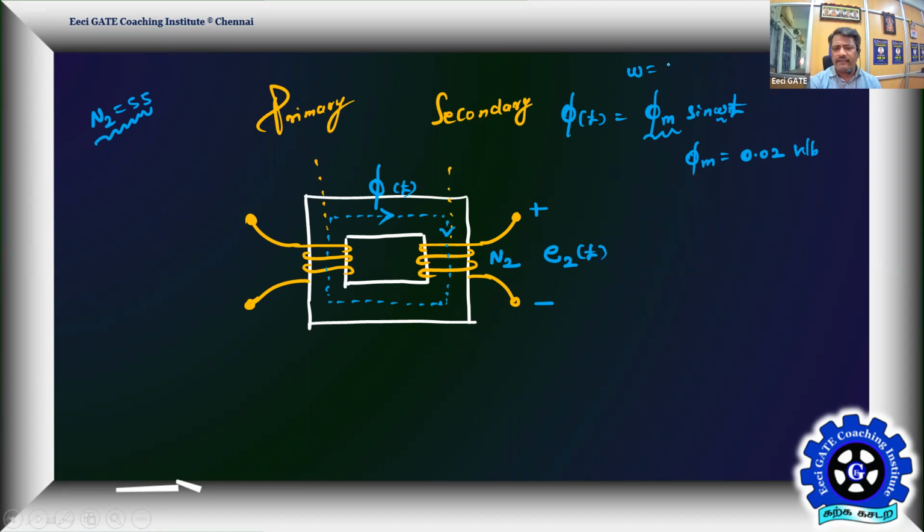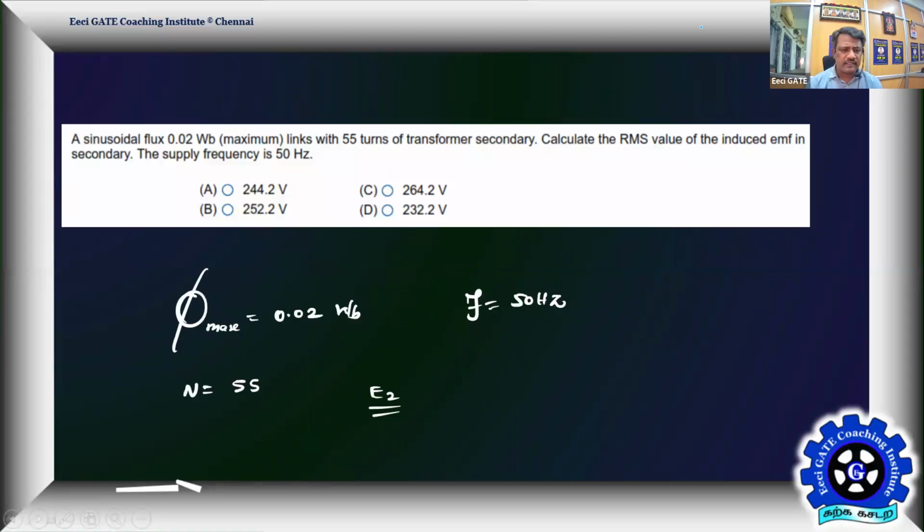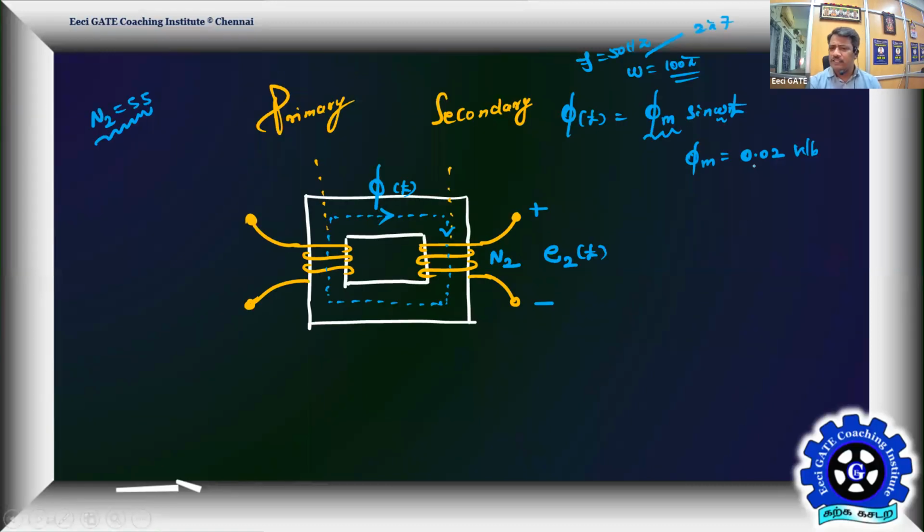Omega is given. Omega is 2 pi f, so it is going to be 100 pi, since f is equal to 50 hertz. Remember, omega is 2 pi f. Let me check the data. Yes, f is 50. That is the power supply frequency, which we get in our home as well. So 100 pi radian per second will be the omega. Whenever needed, we will use this data. So phi of t is there, and there is an induced EMF.